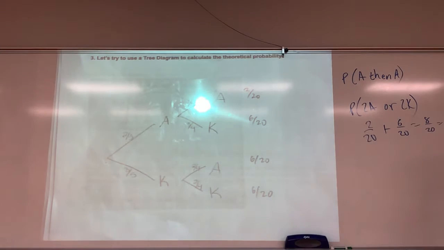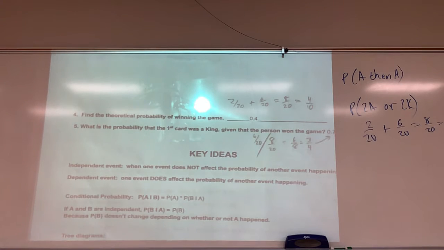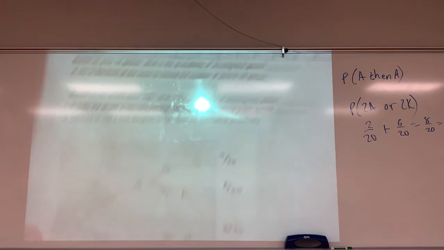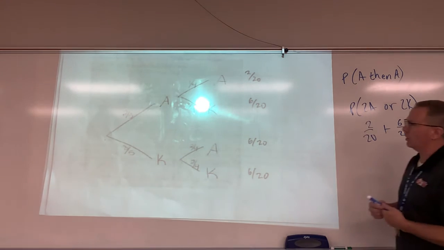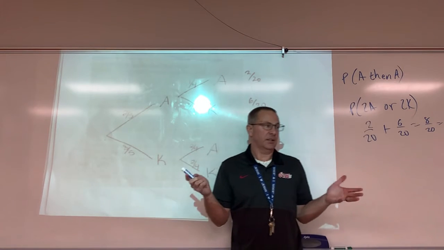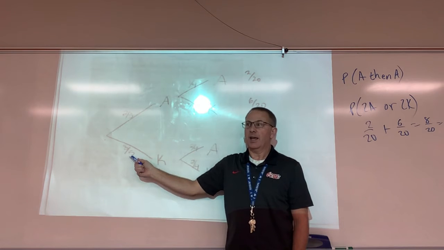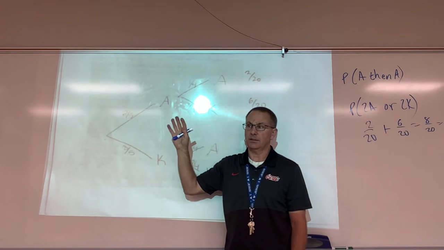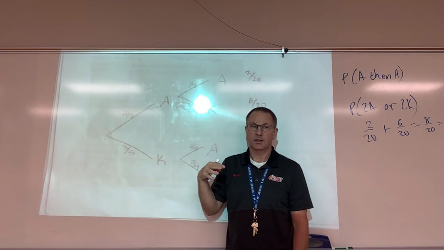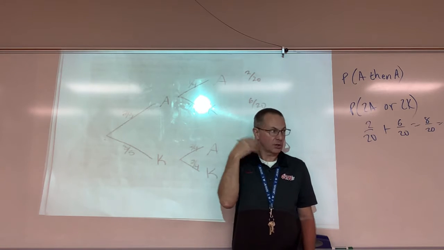So the given part of this is what we really want to learn here. The probability that your first card was a king, given that you won the game. The probability that you drew a king is 3/5, but it's not asking that. It's asking the probability that your first card was a king, given that you won the game. So if you won the game, you had to have 2 kings, right? If I'm talking about kings.